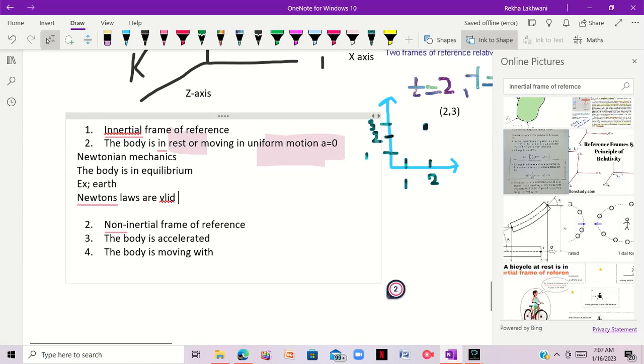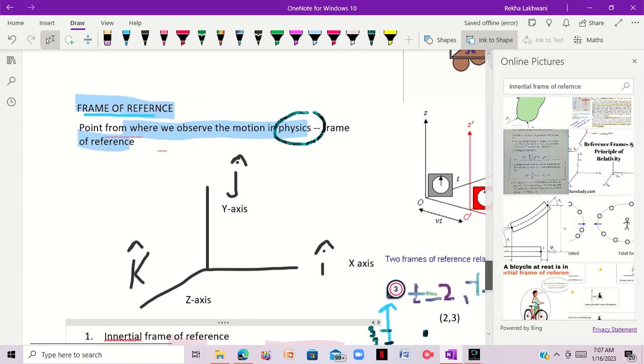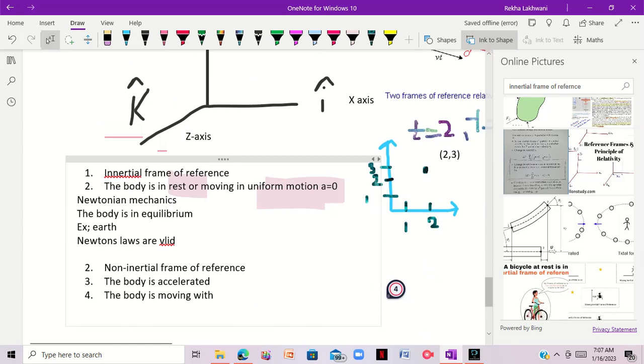So I hope this frame of reference is clear to you, and now you'll be able to do any type of questions, MCQs, which will be asked to you in any kind of test.